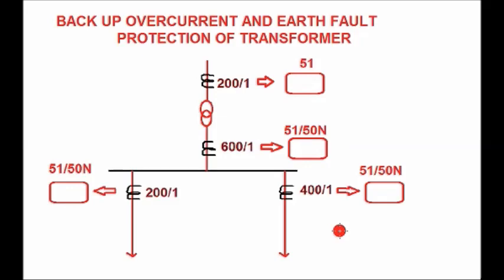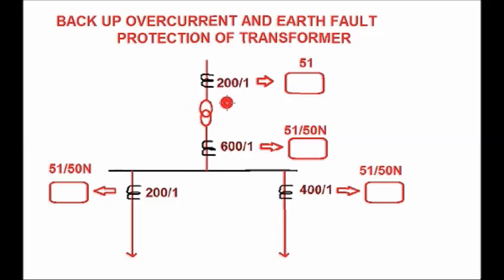In this lecture, I will discuss backup overcurrent and earth fault protection of a transformer. Here the transformer rating is 10 MVA, 33 by 11 kV. The 11 kV side is the star side, and the star point is grounded, and the 33 kV side is delta connected.